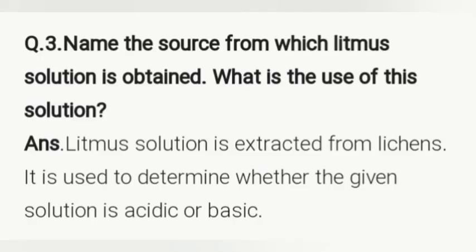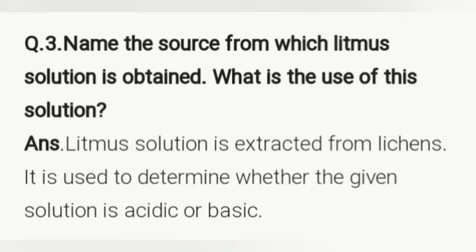Name the source from which litmus solution is obtained. What is the use of this solution? The answer for this question is: litmus solution is extracted from lichens. It is used to determine whether the given solution is acidic or basic.